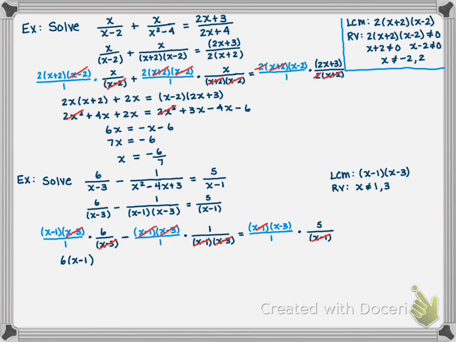And then what happens to that second term? Yeah, it's just 1, right? We can't get rid of it completely because it's not 0. So we just get 1 over 1, which is just 1. And then on the right side, we have 5 times x minus 3. So we'll distribute and combine like terms.